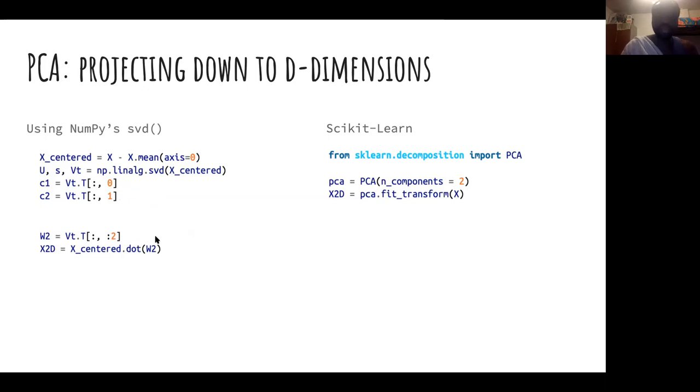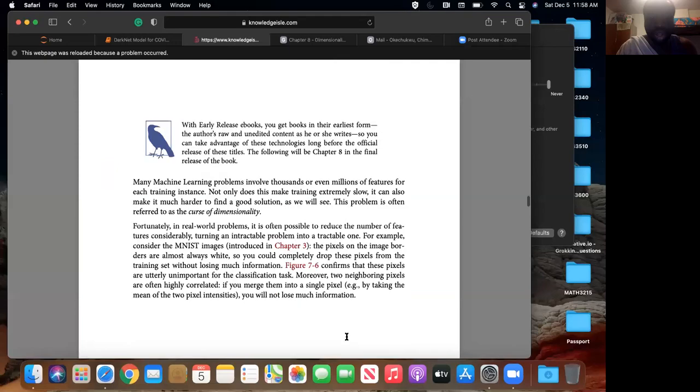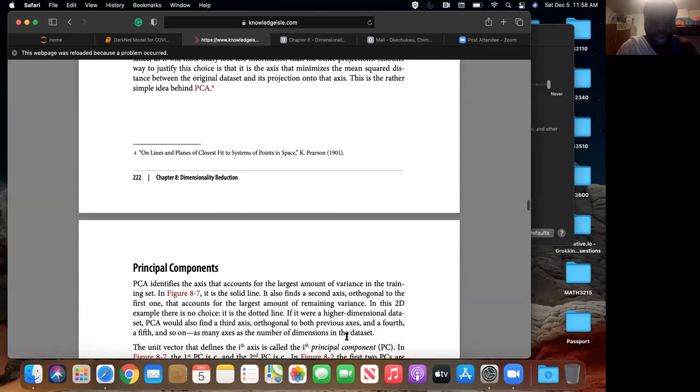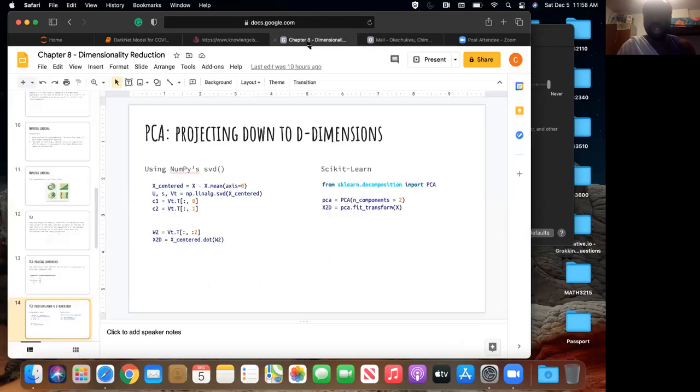And then basically, to get the projection, you just multiply your X by those VTs. But I can't remember what it's called. Let me see. I think it's just the principal components matrix. Okay, that makes sense.